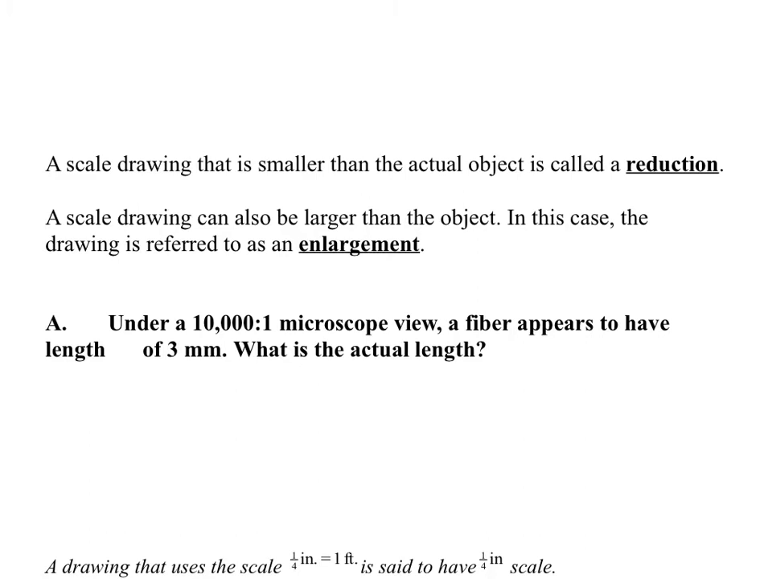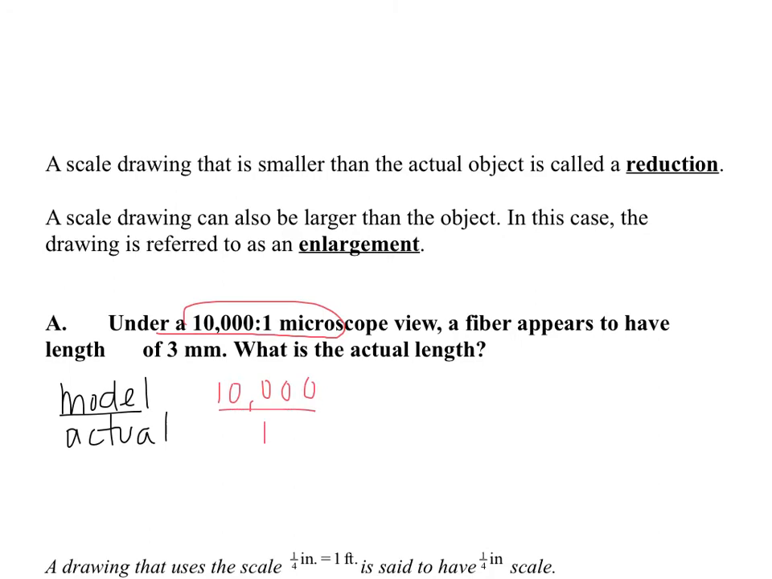Okay, so letter A. Under a 10,000 to 1 microscope view, a fiber appears to have a length of 3 millimeters. What is the actual length? Okay, so we're going to start out just the same, model over actual. And on these, we're going to set them up kind of like we did the hard ones on our last quiz. So I'm going to go to our scale factor, which is right here, 10,000 to 1. So we're going to have 10,000 on the model is going to be equivalent to 1 on the actual. Okay, if it appears to be a length of 3 millimeters, so that's the model, what is it actually? It would be x.